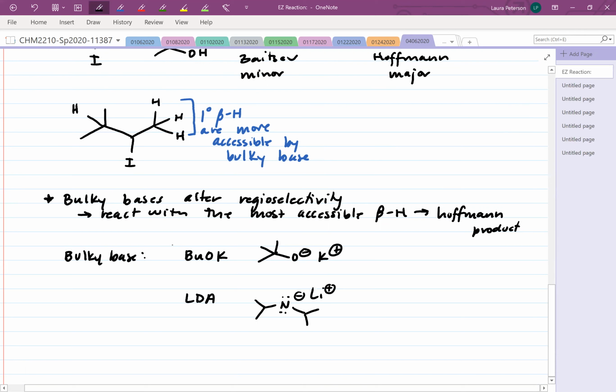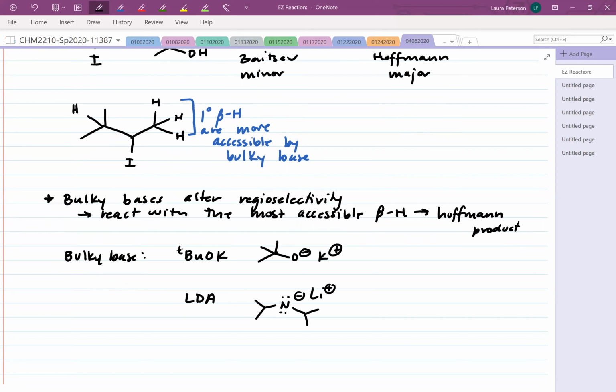Let me make sure that's clear that that is a t. Okay, and so those two bulky bases are the ones that we'll use for our purposes. There are other examples of bulky bases. We just aren't going to see them for our purposes. But if you are trying to predict the E2 product using a bulky base, a non-nucleophilic sterically hindered base, you will arrive at the Hofmann product as your major product.